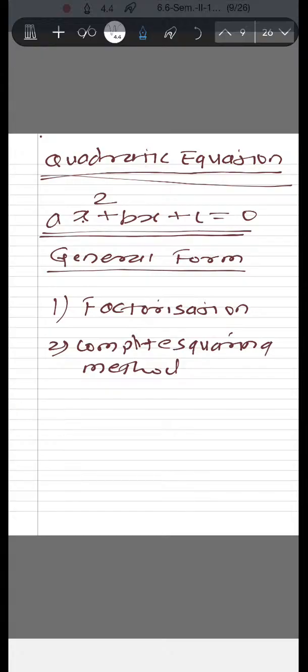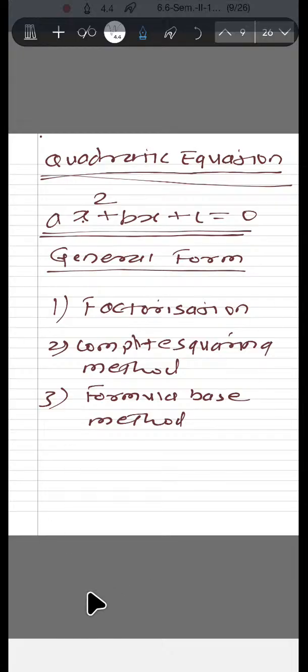Okay, second one is what? Complete squaring method. And one more method is there, which is a formula based method. Okay, second one is what? Formula based method. These three methods are there, and today here we are going to talk about all these methods.